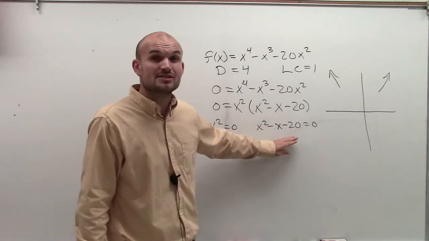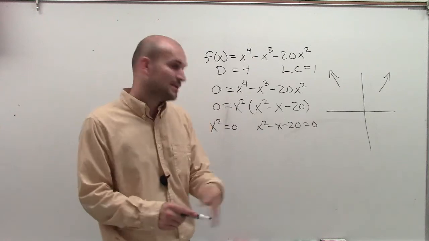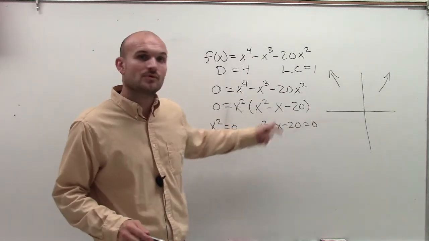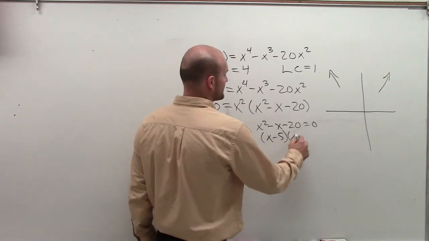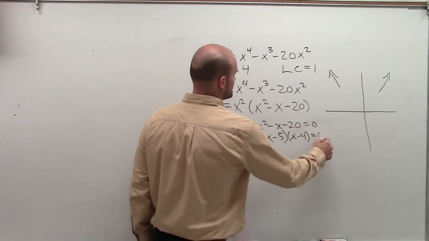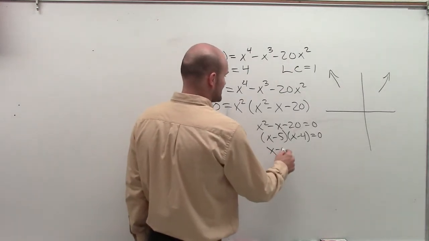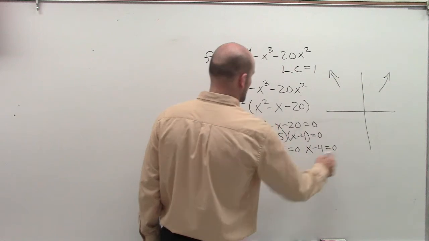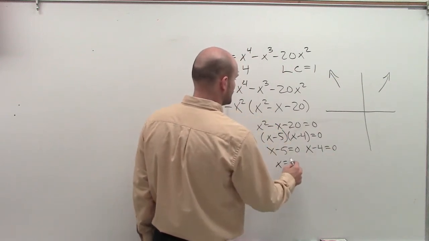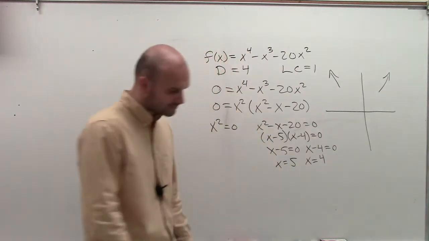At least it's a quadratic, so I could do factoring, completing the square, or the quadratic formula. What you'll notice is that this actually isn't that bad to factor: x minus 5 times x plus 4 equals 0. Now I have to use the zero product property again. x minus 5 equals 0, and x plus 4 equals 0. So x equals 5, and x equals negative 4.